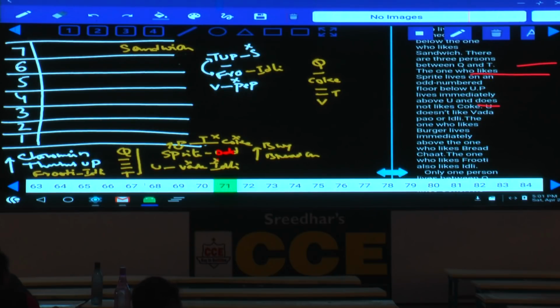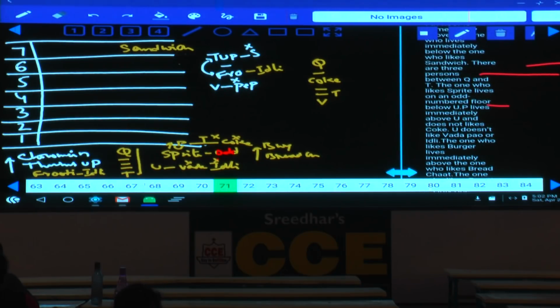Q blank, Coke blank, and T blank blank and V. Hence, between Q and T, there must be exactly one person. If you take Q like this, then this will be Coke, and between Coke and V there must be exactly two. If you take V like this, after Q there must be three persons, which is not possible. And this case is completely ruled out.